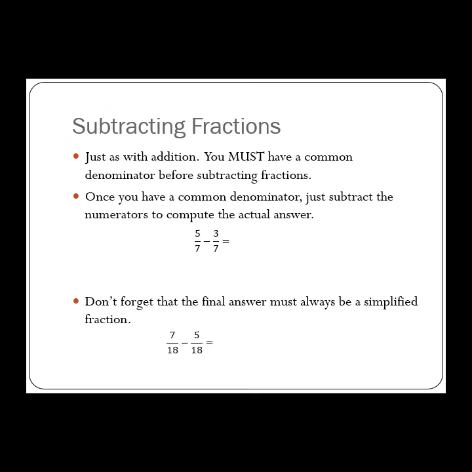Subtracting is done the same as with addition. If the denominator is the same, you subtract. 5/7 minus 3/7 is 2/7. 7/18 minus 5/18 is 2/18. And don't forget you need to reduce your answer. Divide the top and bottom by 2 will do that.